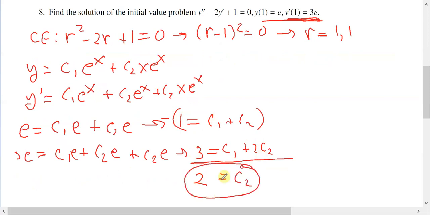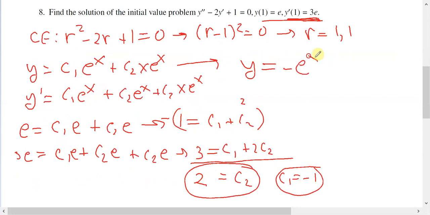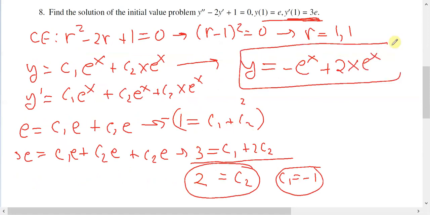So I get c2 equals 2, and then plugging back into this equation, if c2 is 2, then this would have to be minus 1. So c1 equals minus 1. So my specific solution would be minus e to the x plus 2x e to the x. That satisfies the differential equation and the initial conditions.